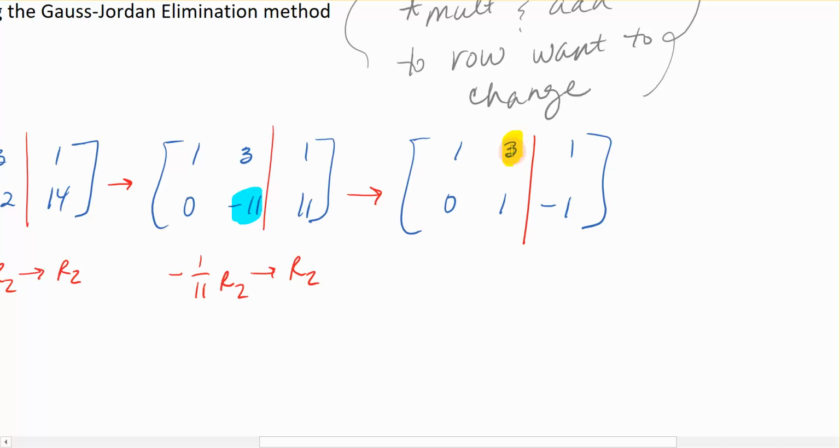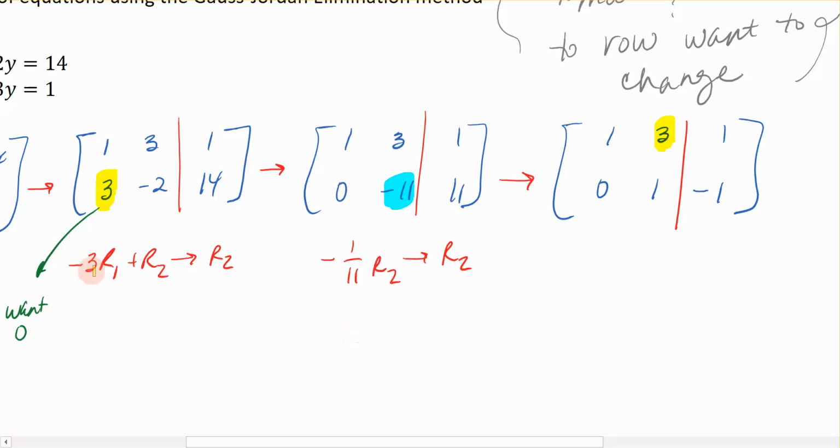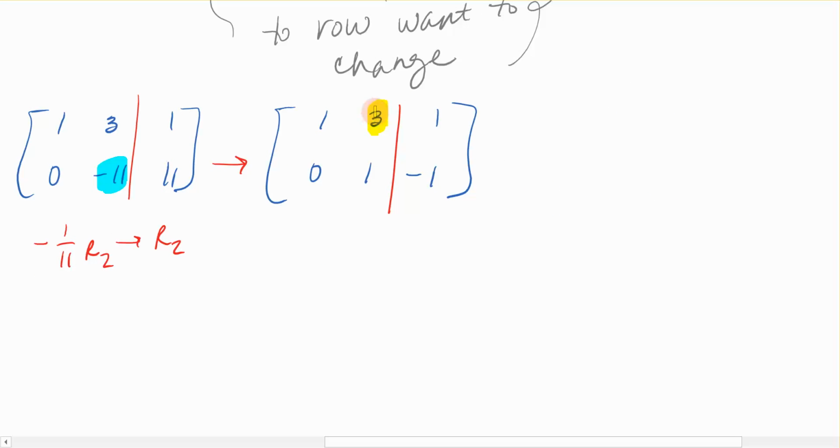Anytime I'm trying to get a 0, I typically do the multiply, add to get a new row. So since I want a 0 here, and this is the row that I'm wanting to change, I need to multiply and add to row number 1. So I'm going to multiply row number 2 by negative 3, because a negative 3 plus 3 is 0. And I'm going to add it to row number 1, because row number 1 is the row I'm trying to change. And that gives me a brand new row number 1.